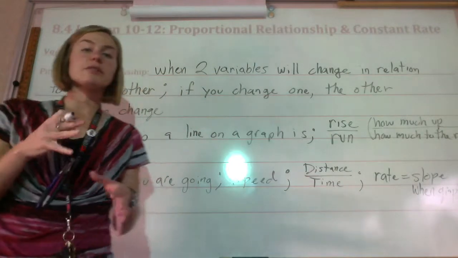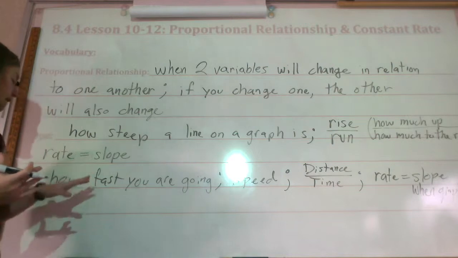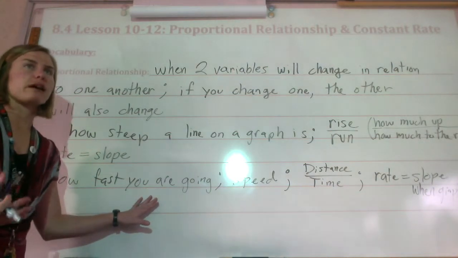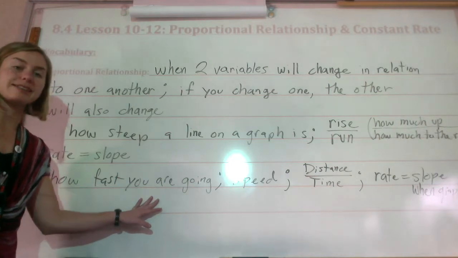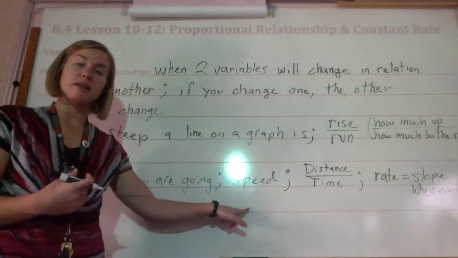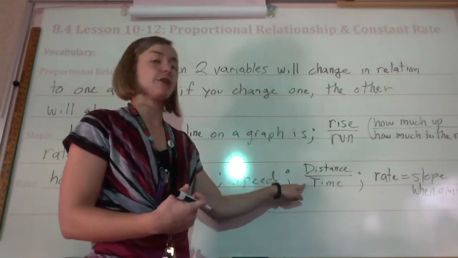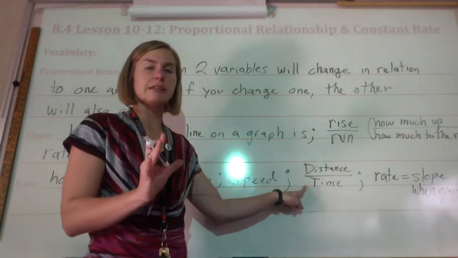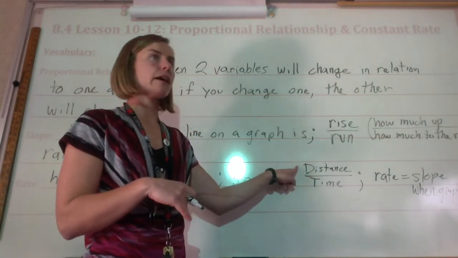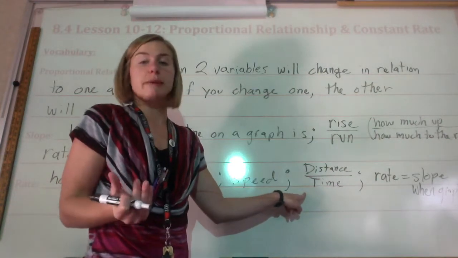So just like with slope, there's a lot of different ways to think of rate and what rate is. So rate is just how fast you're going. So I ran 3 miles in 30 minutes. That's my rate. That's how fast I was going. So you can also think of it as your speed. The way you calculate your rate is you do your distance divided by your time. So in those classic math problems, John traveled 5 miles in 10 minutes, you're going to divide those to get the rate or the speed.